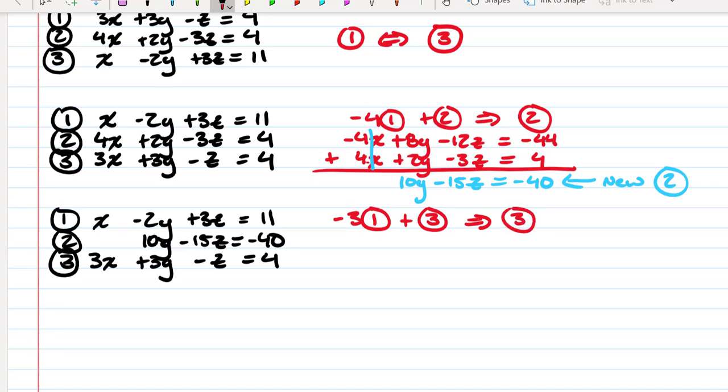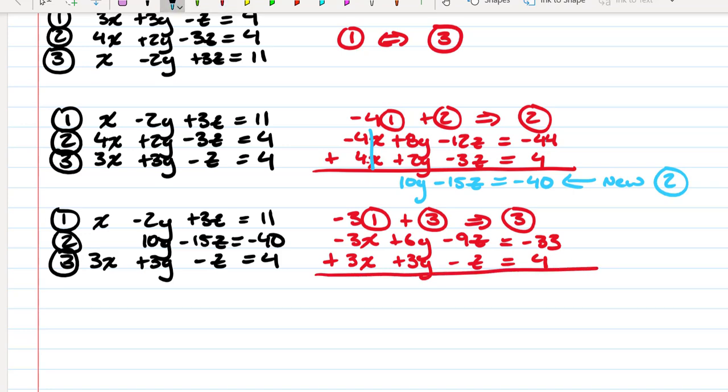So negative 3 times equation 1 is negative 3x. Negative 3 times negative 2 is positive 6y. Negative 3 times positive 3z is negative 9z. And that is going to equal negative 3 times 11, which is negative 33. Equation 3 didn't change, so it's 3x plus 3y minus z is equal to 4. And I'm going to add those two equations together.